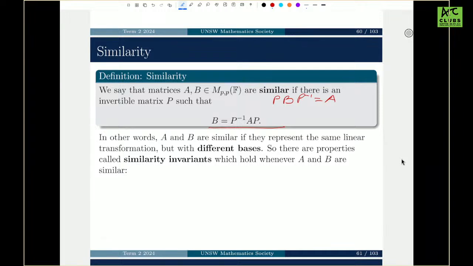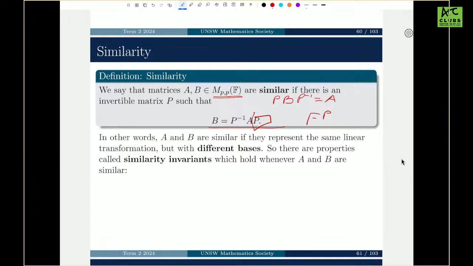A and B are similar if they represent the same transformation but with different bases, because an invertible matrix P is just columns, and its columns are a basis for F to the n. So A and B end up representing the same linear transformation in different bases.